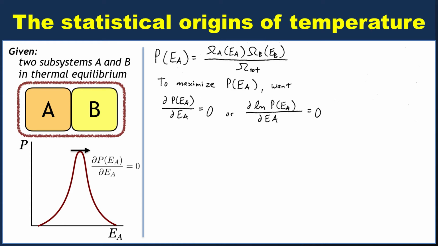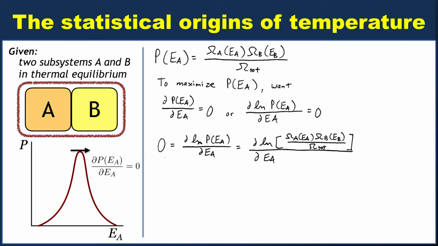So we use the natural log version of this expression and say that 0 equals partial ln of p at E sub A divided by partial E sub A. And I'm just substituting in on the right the expression we already have for the probability of finding subsystem A at E sub A. Okay, now we can expand this out, right?